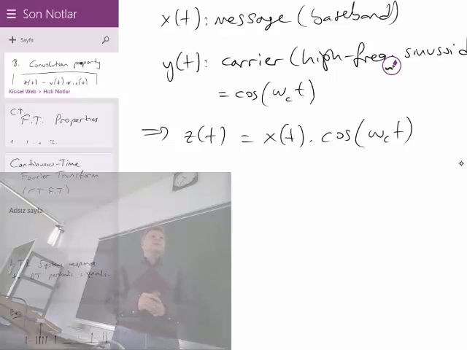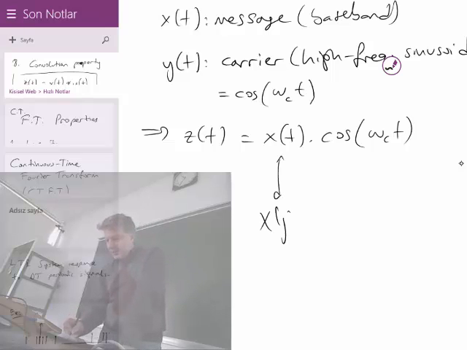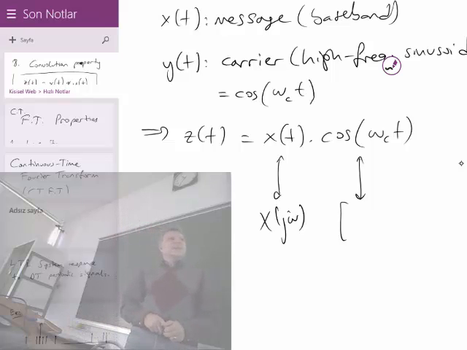And how come it performs a modulation? That is from the property, which is a convolution in frequency domain. What happens if we convolve the Fourier transforms of the two signals? The Fourier transform of x of t is x of j omega. The Fourier transform of cosine is, do you remember what the Fourier transform? Huh?